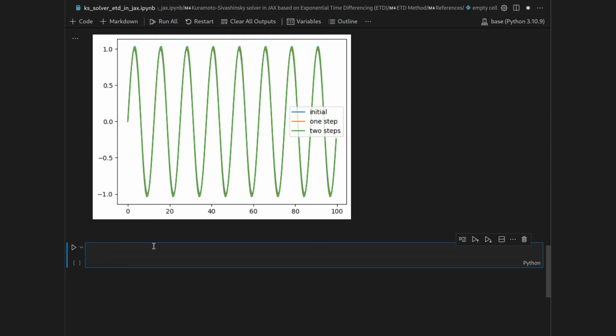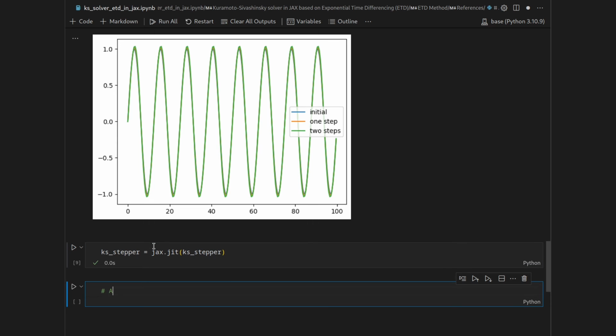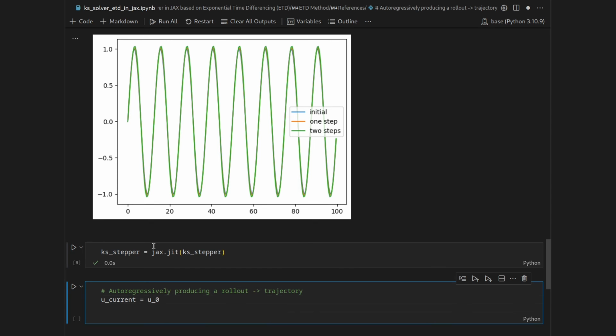So before we do that, it is probably reasonable to JIT compile our stepper. So let's just override it and say jax.jit applied to the KS stepper. And then we can call it, we say autoregressively producing a rollout, and that gives us a trajectory. So we will start at a current solution and we will set this current solution to be u0, and then record a trajectory by being a list that starts at u_current, or at u0, the initial condition.